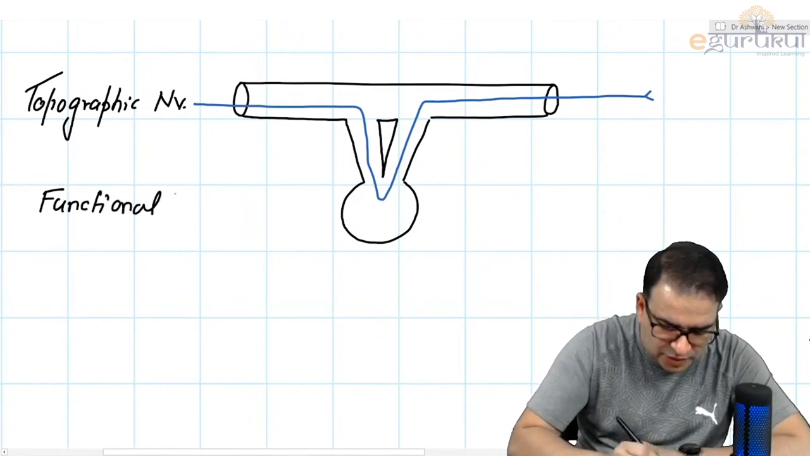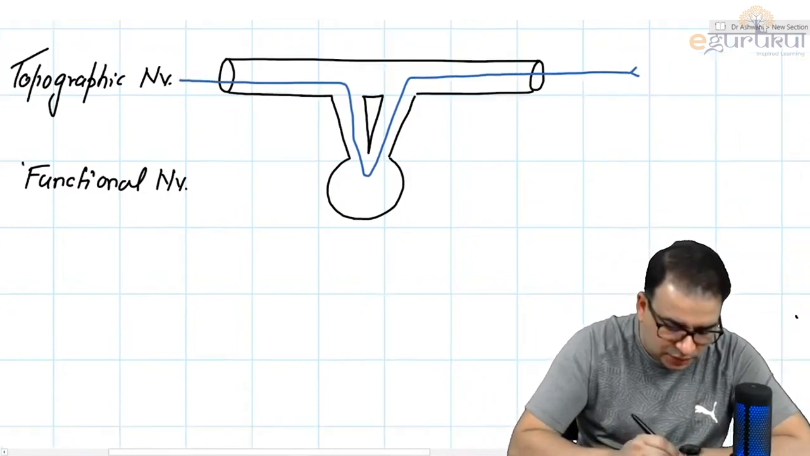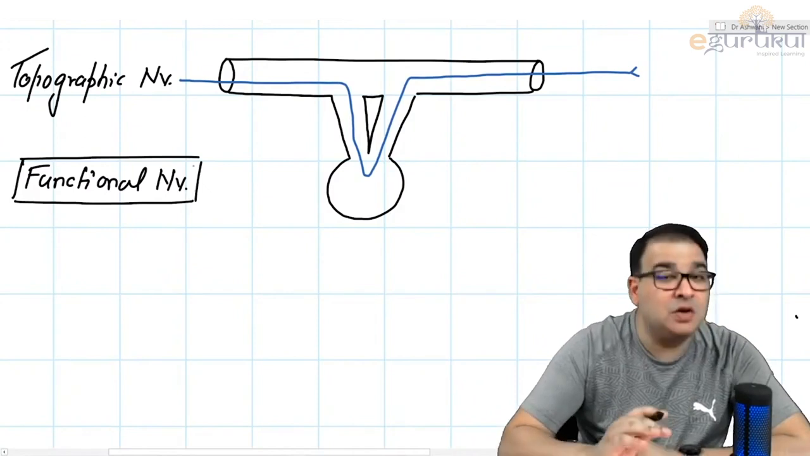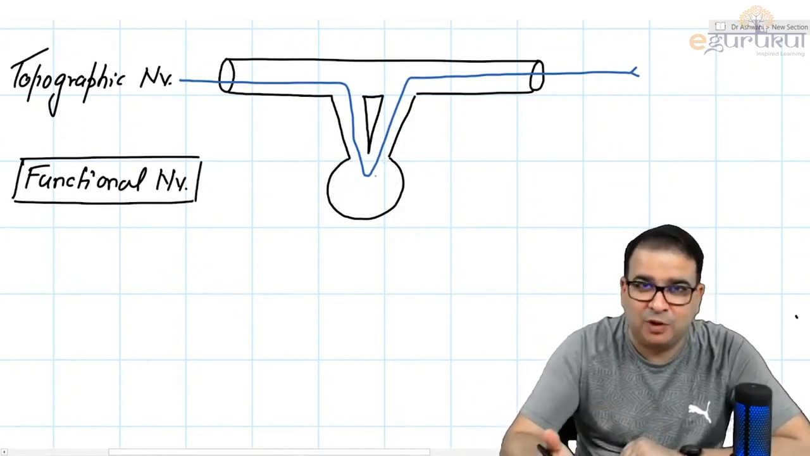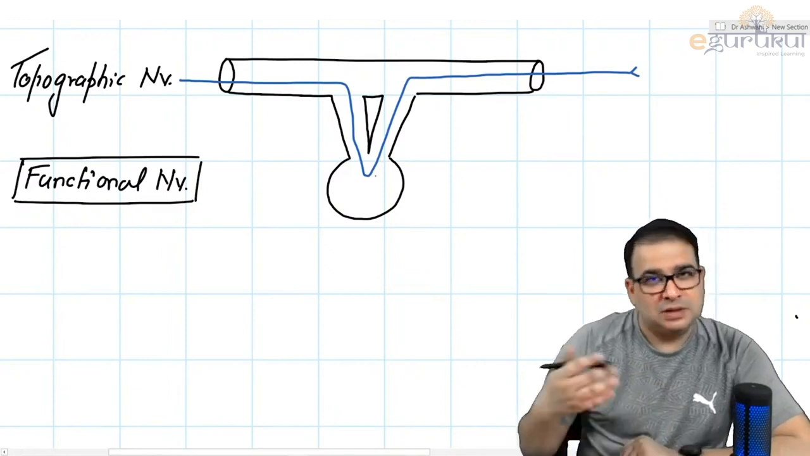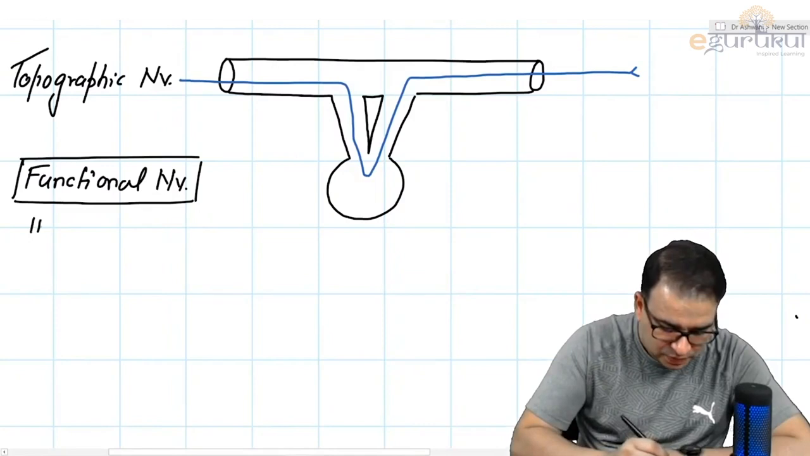are called functional nerves. Functional nerves means the nerve which will go inside and relay there. Now it is quite evident which nerve will be functional, guys. What ganglions are we talking about? We are talking about parasympathetic ganglion. So which nerve will be functional? The parasympathetic nerve. How many cranial nerves were parasympathetic?